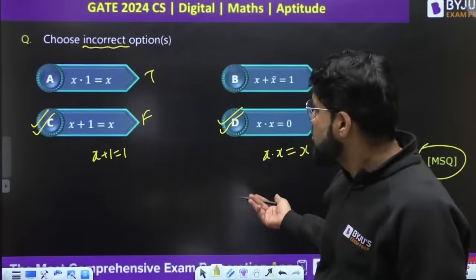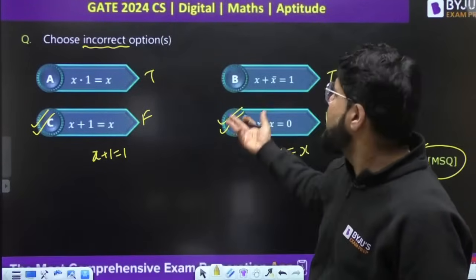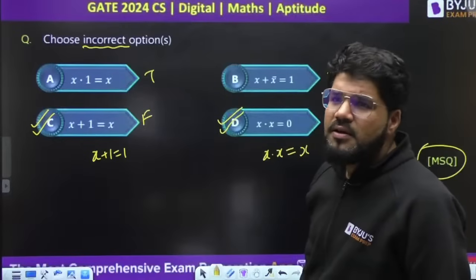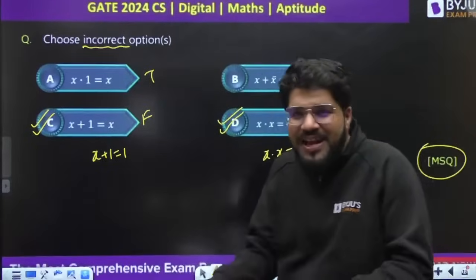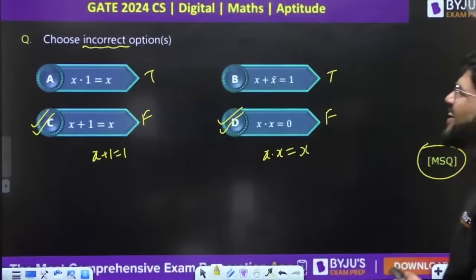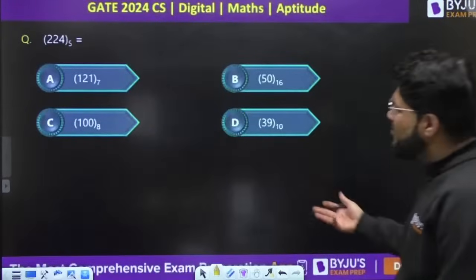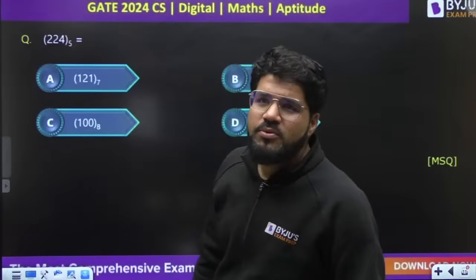Maybe Govind, that's the option we have got, the incorrect one. If it is correct, then it will be A and B. Yes, it is the GATE paper only, Jashwant. Today, just today. It is the latest news. Sometimes, OK. Now a number system question.